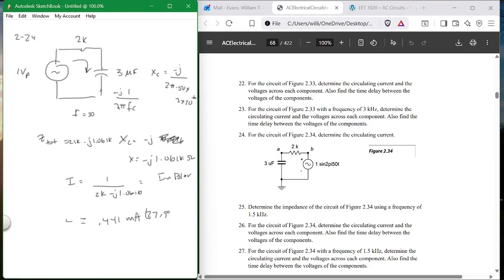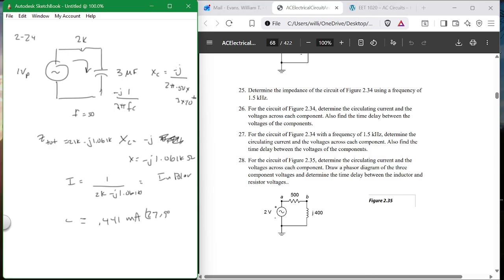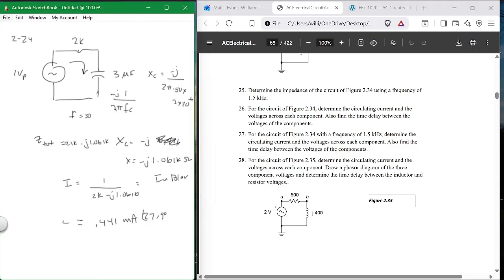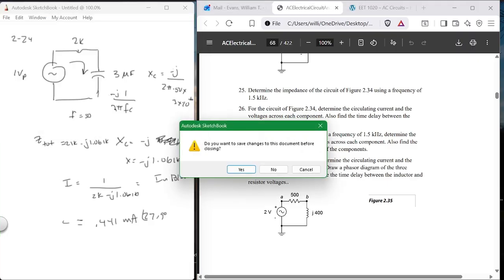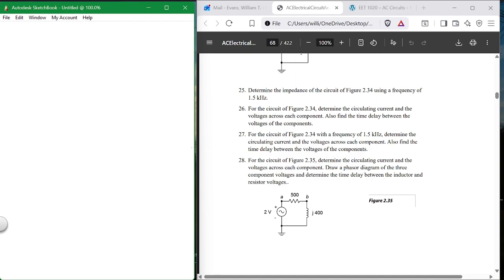Okay. Now, number 20. What? I did number 28 next. I don't remember which ones I did. I'm just working through some of these, so I'm not doing them all, but I'm doing enough of them that you can get the idea. Okay, so number 28. The circuit of figure 2.35: determine the circulating current and the voltage across each component. So this is the same song, second verse. Okay, so this one, now what did they do differently?